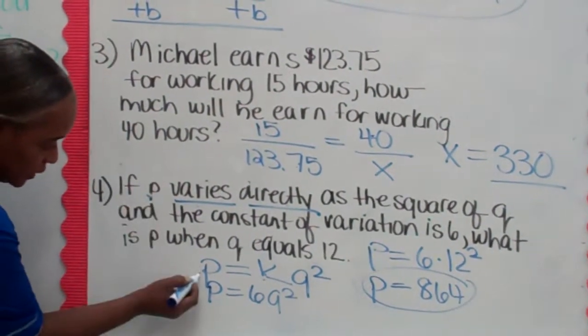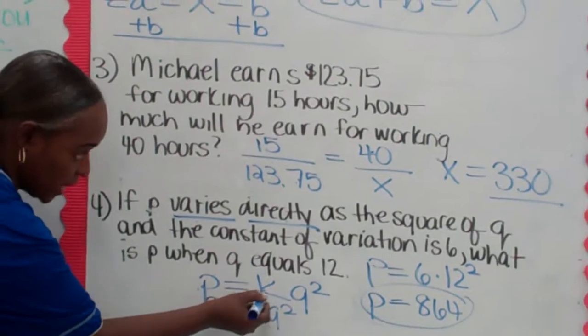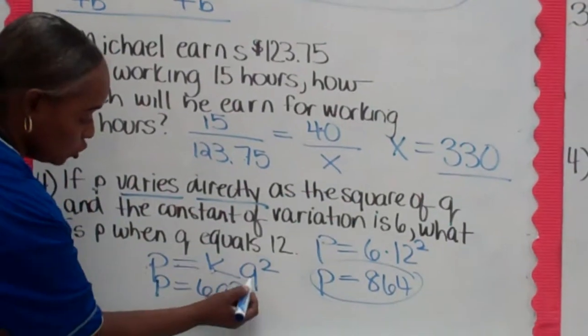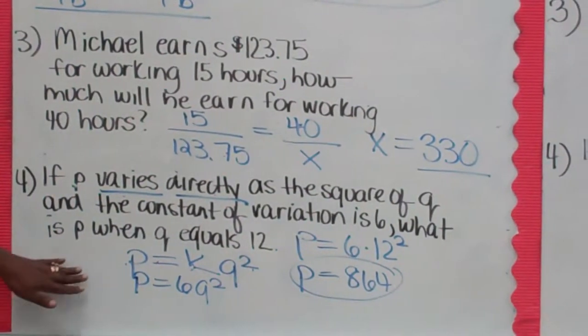So P varies directly as the square of Q, so Q squared, and you just plug that in.